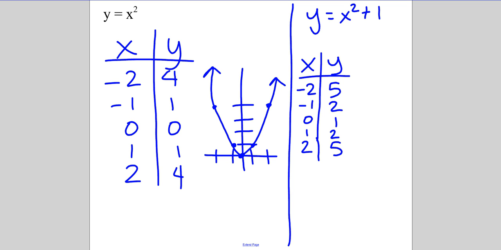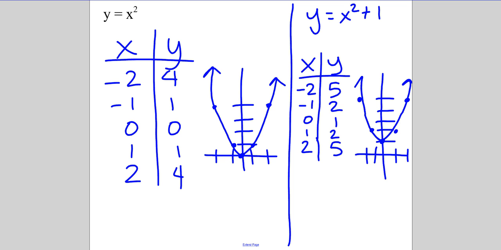And then what happens to my graph? Well, we know that this also tells us our y-intercept. So what we're doing with this graph, if I sketch it real quick, is I took our parent function here and I just shifted it up 1, right? So I moved every single point up 1.